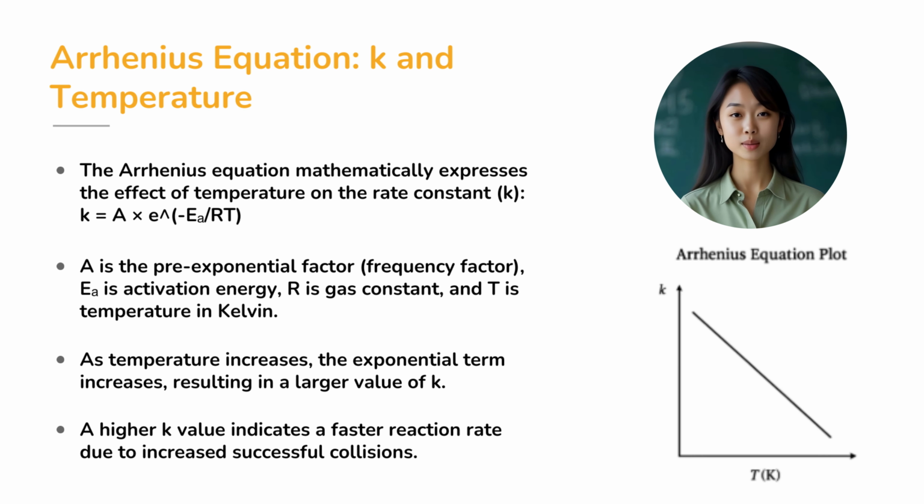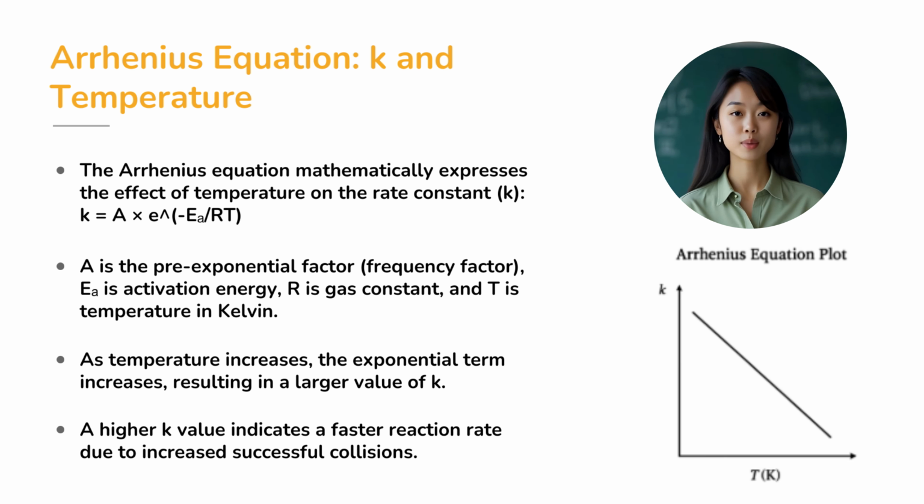Now that we know temperature increases reaction rate, let's make it mathematical. Enter the Arrhenius equation, K equals A times e to the power minus Ea divided by RT. In words, the rate constant K equals the frequency factor A multiplied by an exponential term that involves activation energy Ea, the universal gas constant R, and the temperature T in Kelvin.